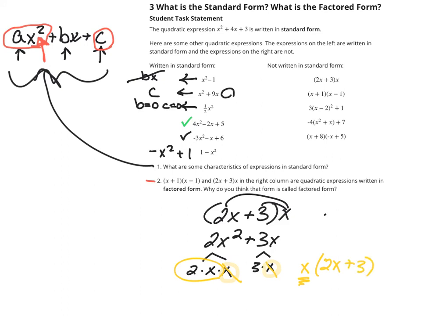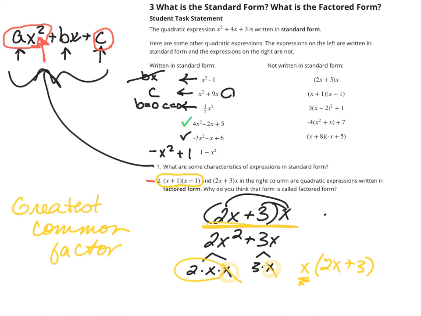So factored form means I factored out my greatest common factor. Okay? The same goes for this one. We'll talk about factoring those a little bit later, not today. It was easier to explain with that factored form. That's it for today. Good job.